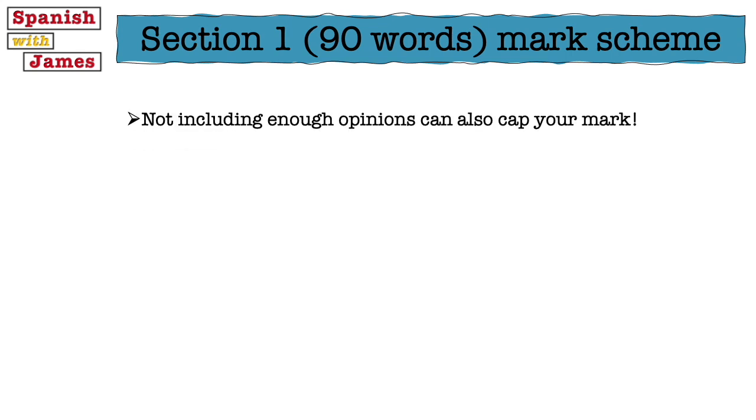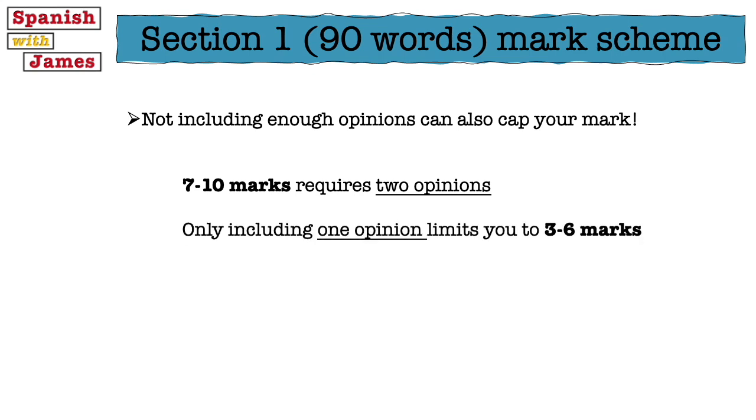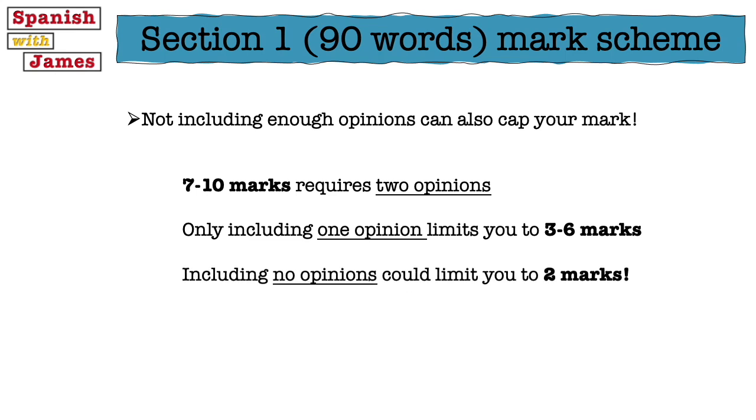In terms of opinions, not including enough opinions can also cap your mark. Even if you've mentioned all the bullet points, even if you've said really good stuff, really loads of detail, to get above 7, you need to have 2 opinions. Only including 1 opinion, it will limit you to between 3 and 6 marks. Even if it's great, you've got 3 tenses, you've mentioned all of the bullet points, if you just forget to give more than 1 opinion, you won't get any more than 6 out of 10 for content. And including no opinions whatsoever could limit you to 2 marks.